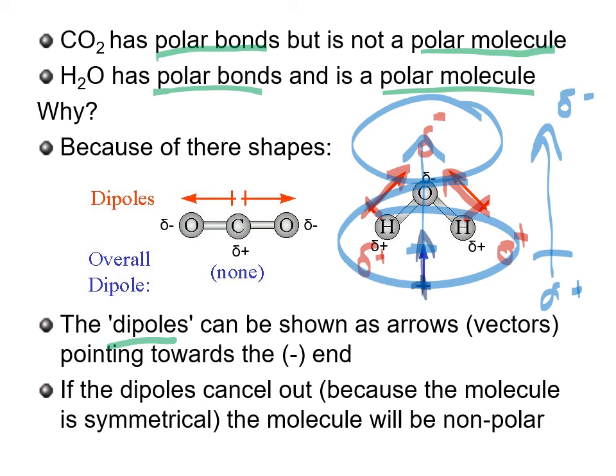With carbon dioxide, though, the dipoles point away from the carbon towards the oxygen, but they are exactly opposite from each other. And so one end is going to be negative, and the other end is also going to be negative. So there is no difference in charges between the two ends. Essentially, the dipoles cancel out. The molecule does not have one side that's different than the other, so it is a non-polar molecule.